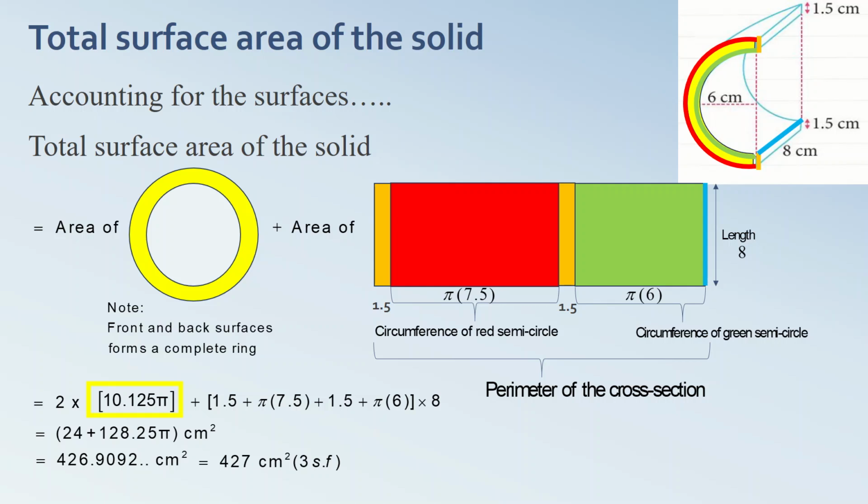The rest of the surfaces form a rectangle with its length as the perimeter of the cross-section and its breadth as 8 cm. What looked like a complicated problem ends up reduced to one of finding the area of a ring and the area of a rectangle. The total surface area of the solid is 427 cm squared, corrected to three significant figures.